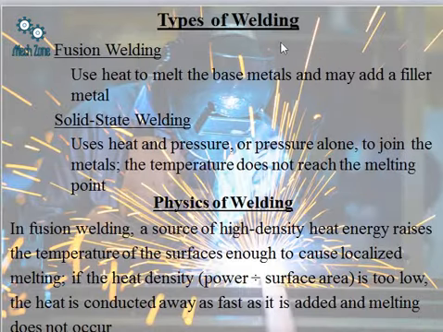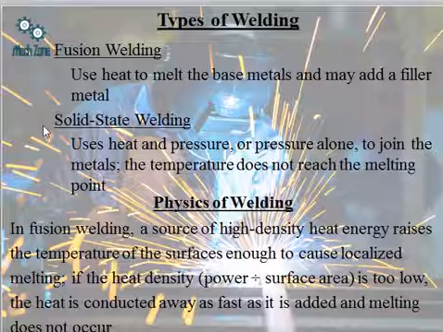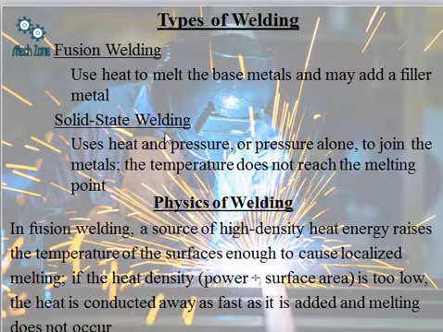Now we come to the different types of welding. First is fusion welding. Fusion means we are using heat as a source to melt the base metal and may add a filler material or metal. Solid state welding uses heat and pressure, or pressure alone, to join the metals. The temperature does not reach the melting point. Here, in fusion welding, the temperature is actually reaching the melting point, whereas in solid state welding the temperature is not reaching the melting point.